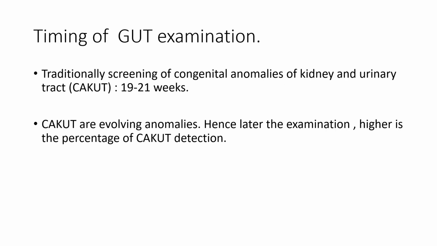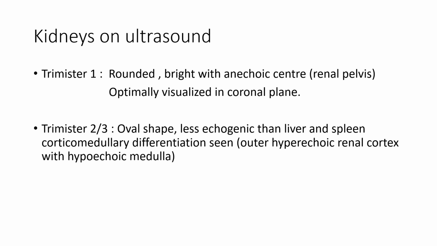Traditionally, the screening of congenital anomalies of the kidney and urinary tract (CAKUT) is done as a part of the anomaly scan around 19 to 21 weeks. But CAKUT are evolving anomalies. Hence, we have to screen for renal anomalies even in the third trimester. The later the examination, the higher the percentage of CAKUT detection.